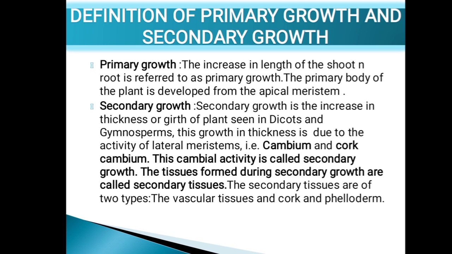Secondary growth is the increase in thickness or girth of the plant body, which is seen in dicots and gymnosperms. This is nothing but growth in thickness due to the activity of lateral meristems, that is cambium and cork cambium. This cambial activity is called secondary growth. The tissues formed during secondary growth are called secondary tissues. The secondary tissues are of two types, that is vascular tissues and cork and phellem.